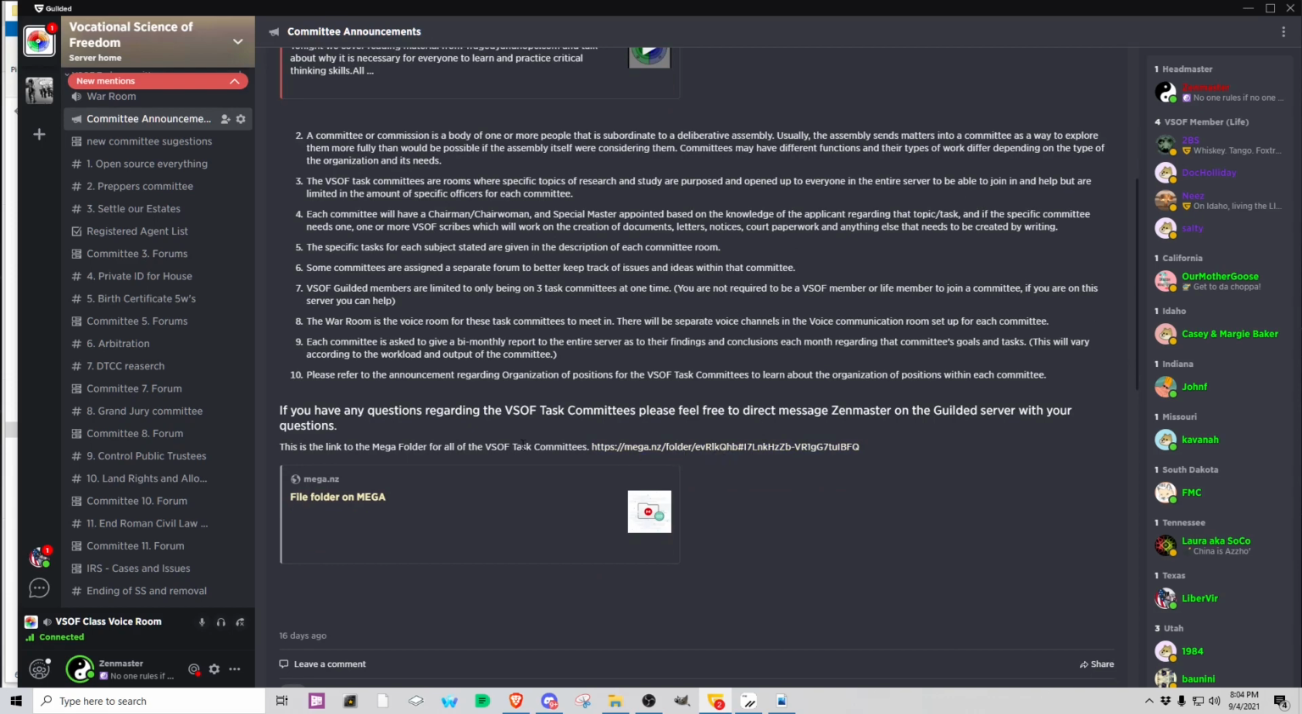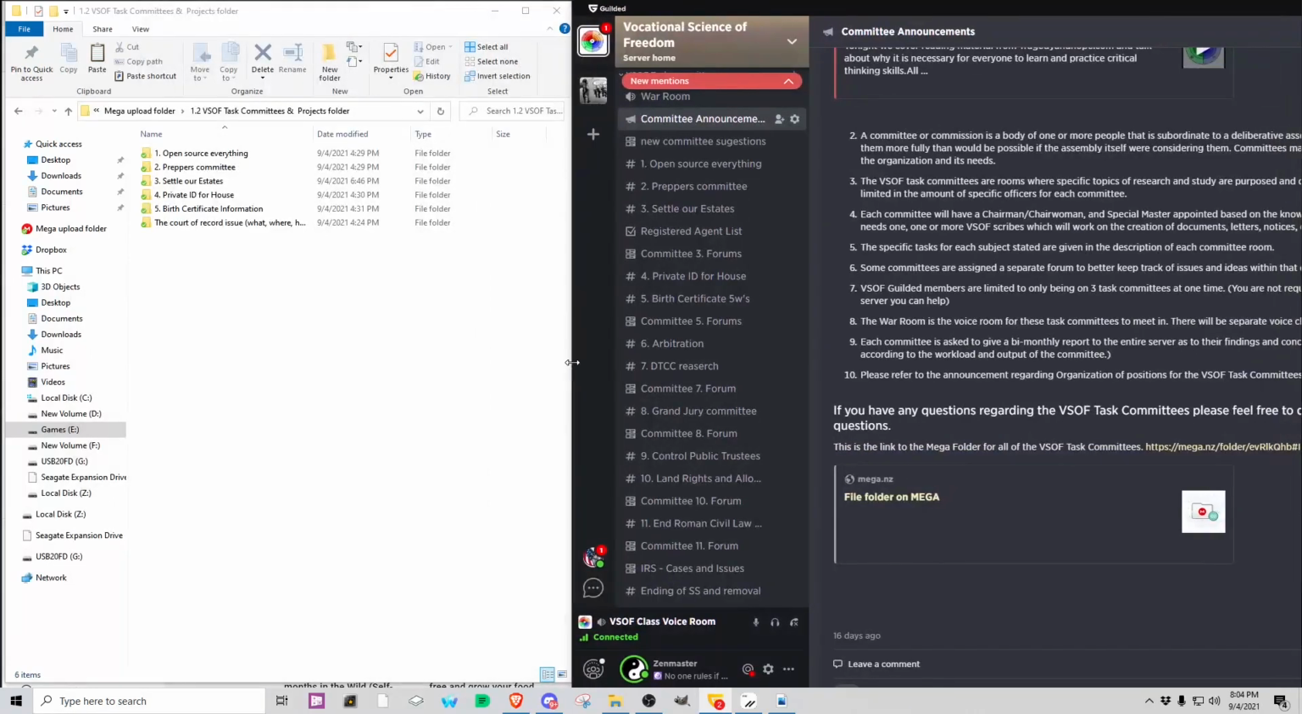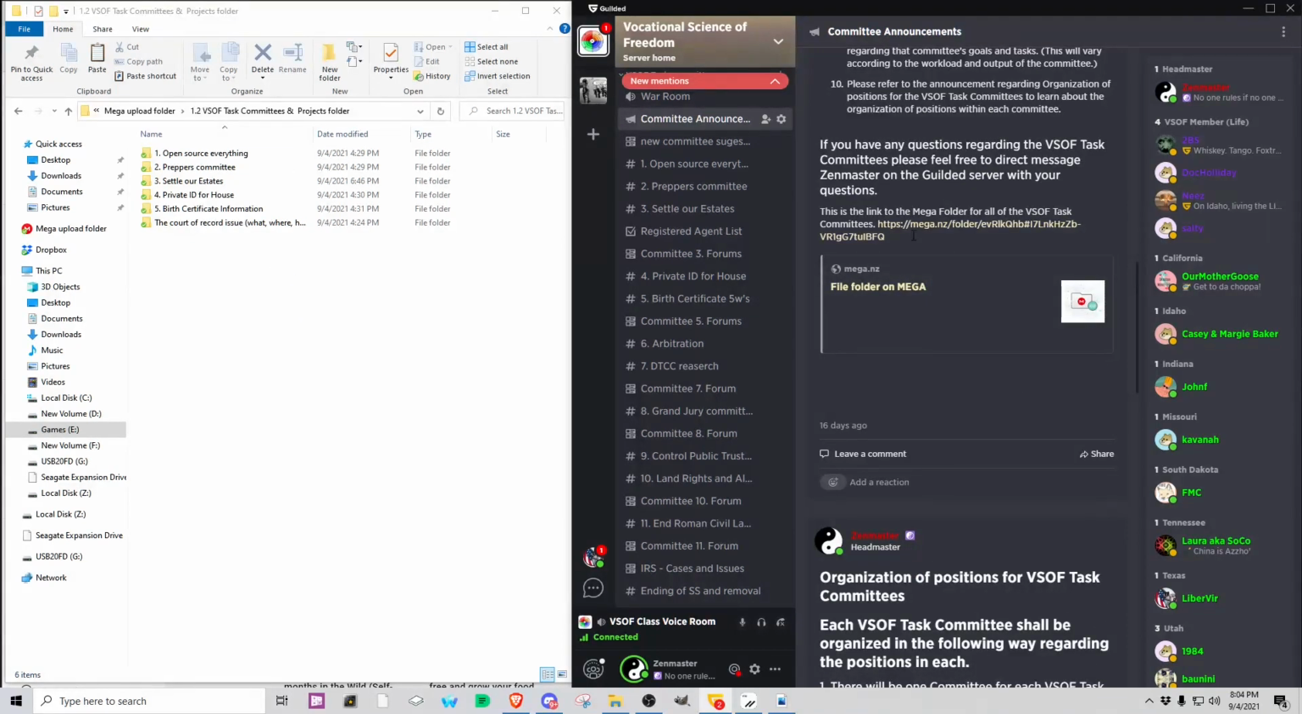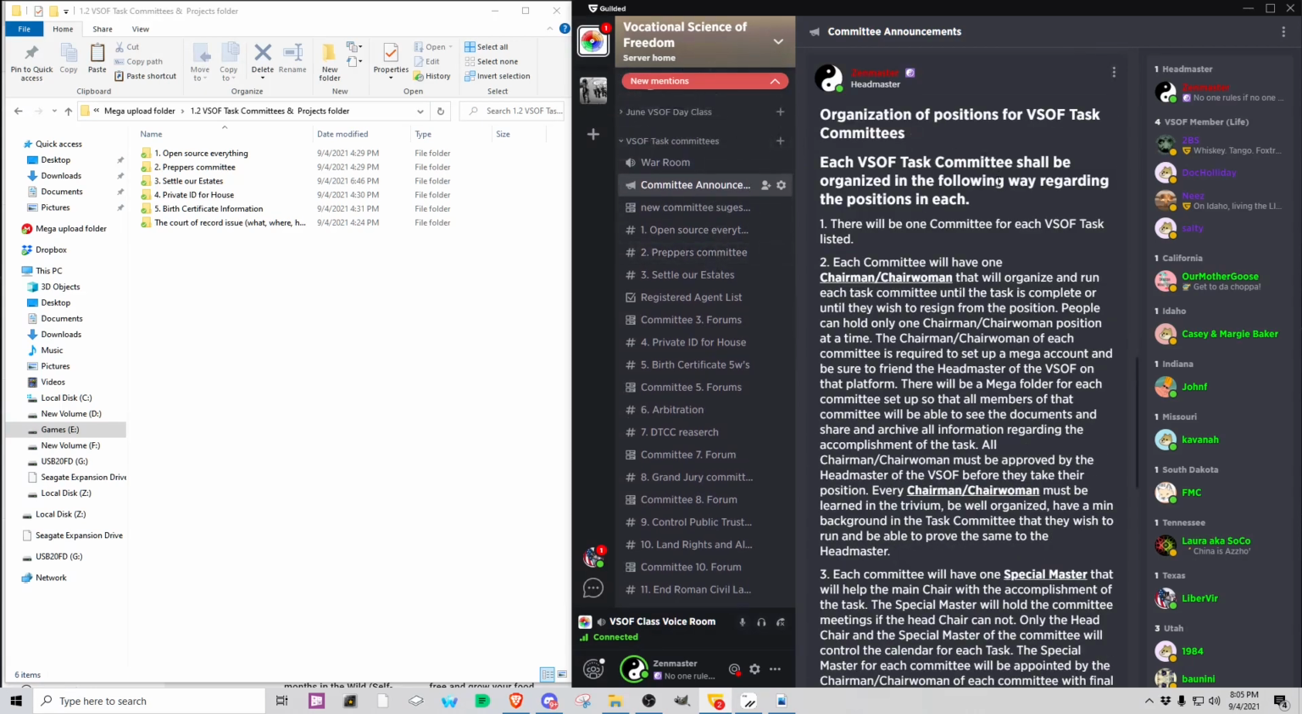And then this is the mega folder that I put up for all the task committees, which, as I showed, is not full yet, but I will flesh out the rest of them tonight and make sure that each committee has its own folder. And I will put the link, and that's of course the main link, so everybody can get to it here. If you want to be a part of the committee, meaning if you want to either be a chairman, a special master, or a scribe, only the chairman, the special masters, and the scribes will have read and write access. So then they can post what they need to, and everybody else can just look at it and download it.